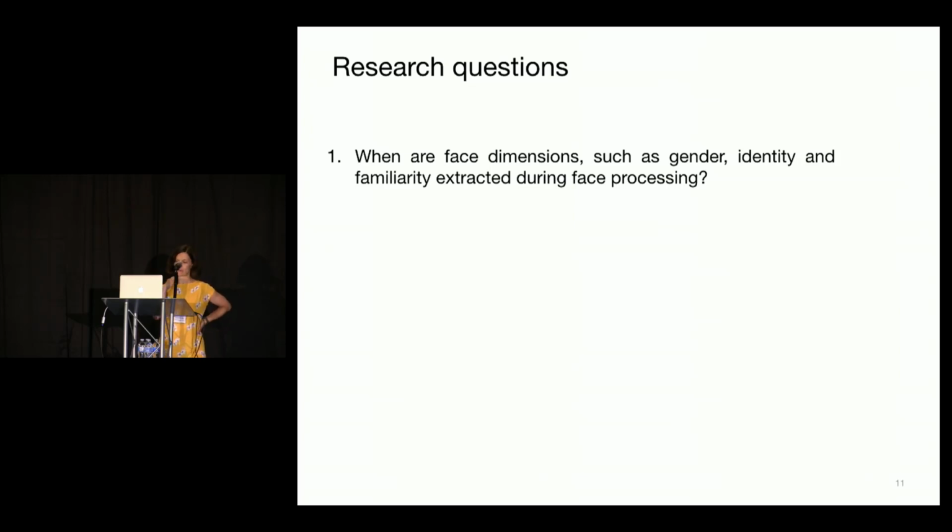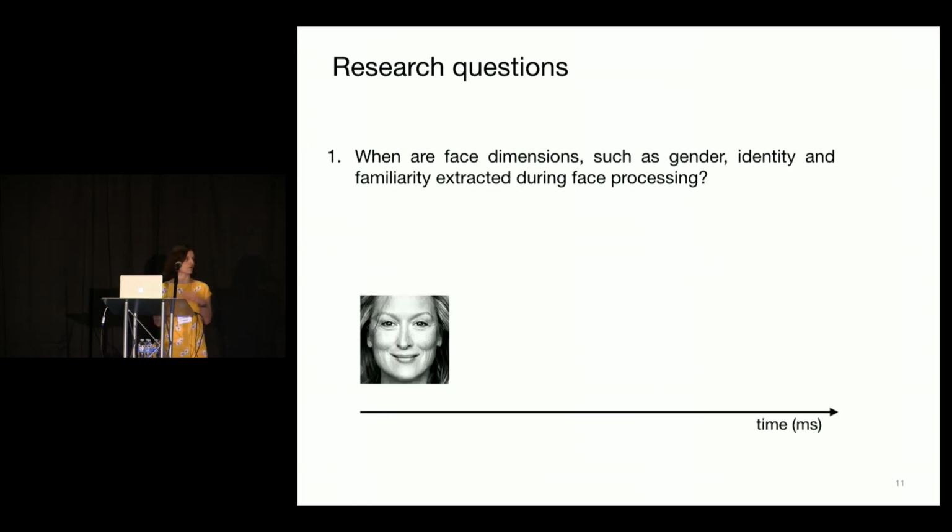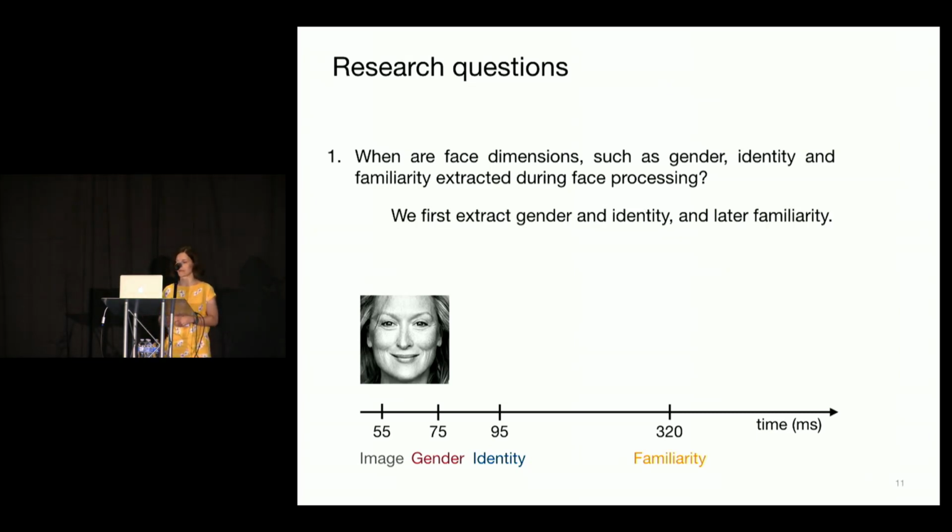So to come to the first question, when are face dimensions such as gender, identity, and familiarity extracted during face processing? Well, when we see a face, it takes about 55 milliseconds until visual input arrives in our visual system. We can discriminate that. It's like the V1 onset. 20 milliseconds later, we can discriminate the first features that represent gender. At around 95 milliseconds, we represent features that allow us to discriminate different identities from each other. And then much later during the processing, at around 320 milliseconds, we associate something like familiarity with that image. That's when we extract this. So we first extract gender and identity, and then later familiarity.